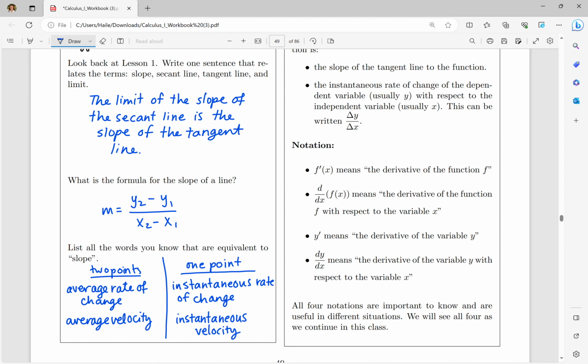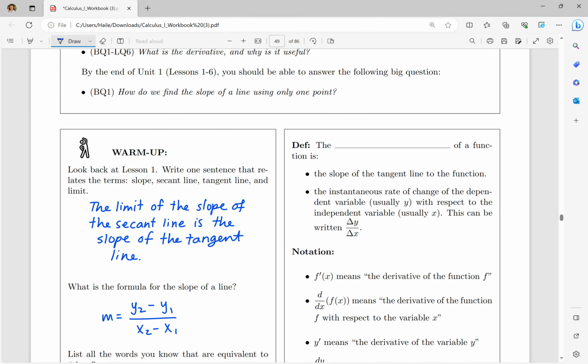Okay, so in this lesson, we're going to add to that list by giving you another way to think about slope. And that is the derivative. So the derivative of a function has a couple of different definitions. We could view it as the slope of the tangent line to the function, or we could view it as the instantaneous rate of change of the dependent variable with respect to the independent variable. So we usually write this the change in y over the change in x.